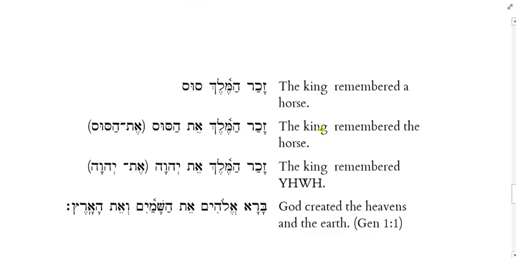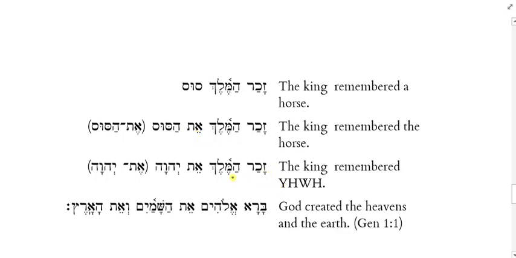Next examples. We have Zachar, one of our new verbs from this chapter, to remember. Zachar hamelech sus. The king remembered, and here's my direct object, a horse. Not the horse, a horse, because it's not definite. There's no definite direct object marker before. Over here, Zachar hamelech et hasus. Notice I have the definite direct object marker because what the king remembered is a definite noun. It's articular. The king remembered the horse. Do not translate et here.